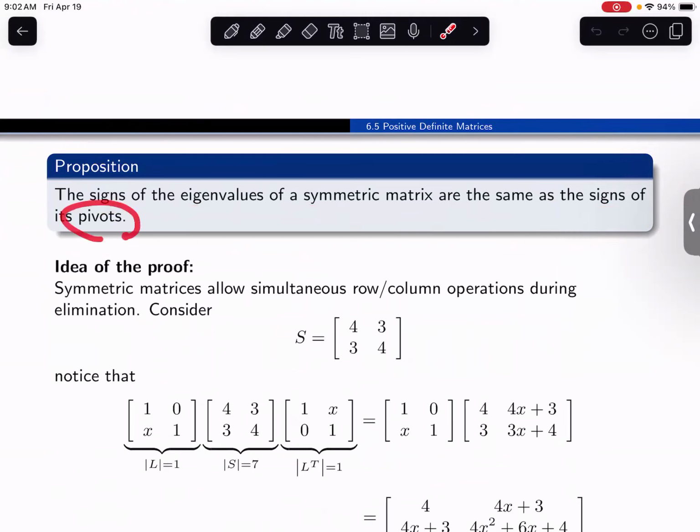What initially threw me off was the word pivots, because when I think of pivots, I think of the terms on the diagonal after doing reduced row echelon form. But those entries are always going to be 1 or 0. When it's talking about pivots, I think it's just talking about what happens if you reduce your matrix into upper triangular form and stop there.